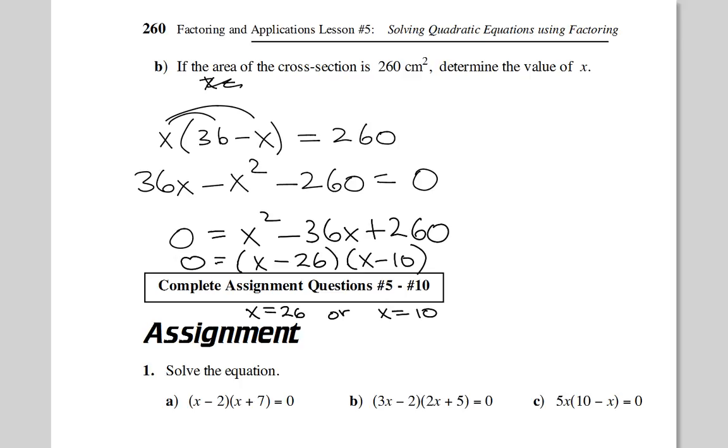Okay, so we have x equals 26 or x equals 10. Now we need to just check the validity of these answers. So that middle segment, do you remember that middle segment was 36 minus 2x? Well, if you put a 26 in there, you end up with a negative length, which is impossible. So we have to reject that. A negative length is impossible. So this 26 gets rejected.